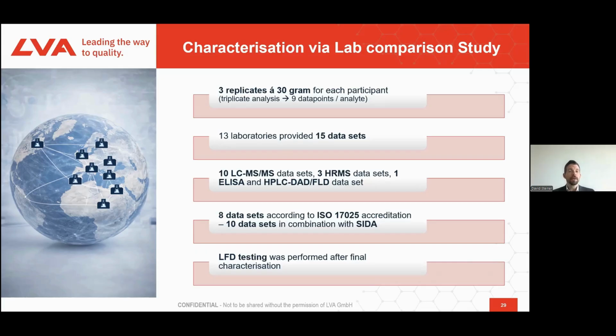So in total, we obtained 15 data sets for the characterization of this material. These included 10 LC-MS data sets, 3 high resolution, as well as 1 ELISA and 1 HPLC UV-based data set. 8 of these data sets were generated under ISO 17025 accreditation, and the majority of the laboratories applied a stable isotope dilution approach, meaning the use of internal standards. And this ensured a very high level of analytical quality and also comparability across different methods and laboratories.